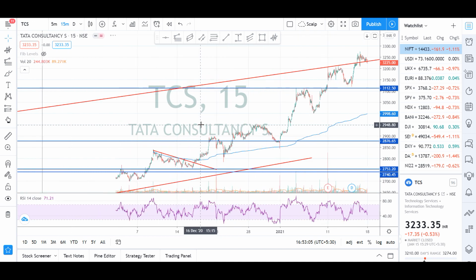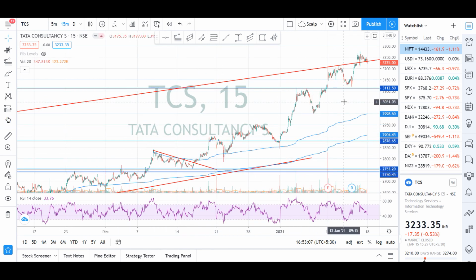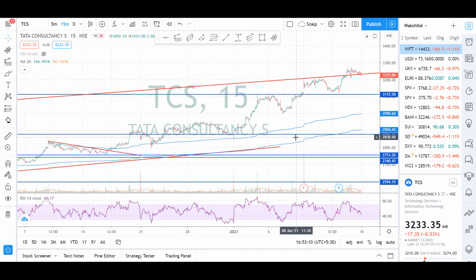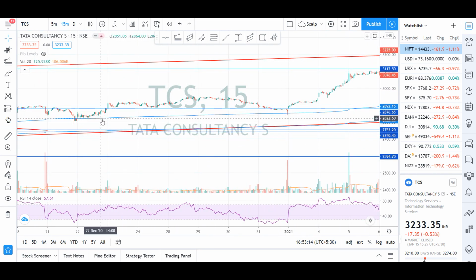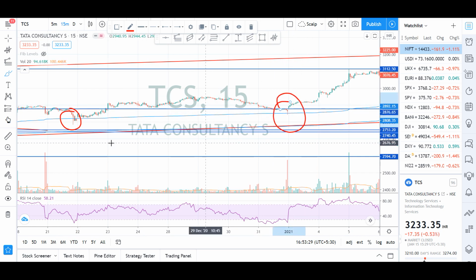We have been seeing some of the levels where TCS comes, respects those levels and moves up from that particular level. Now look at this particular level here. Look at this level. There was a sudden reversal from these points. TCS was falling drastically here, but something happened at this juncture and it has taken a support.